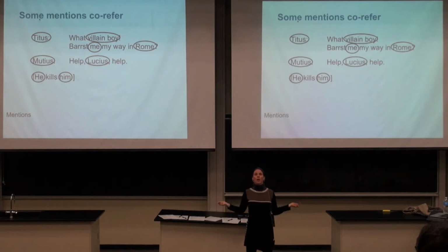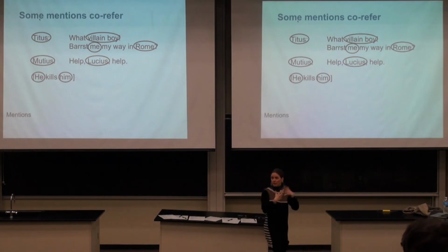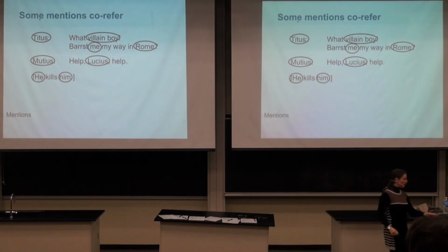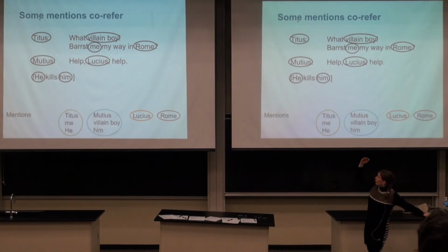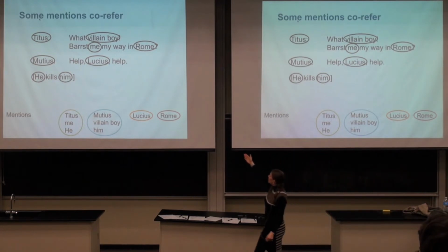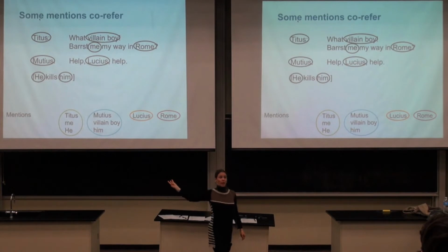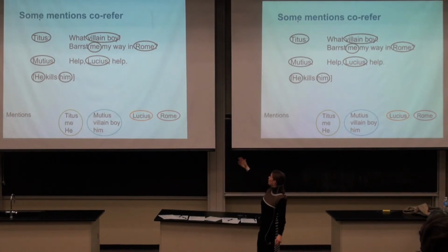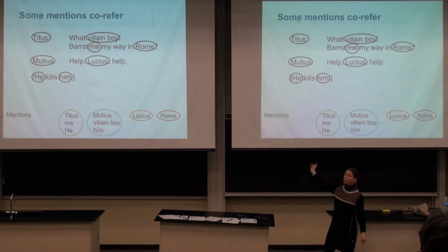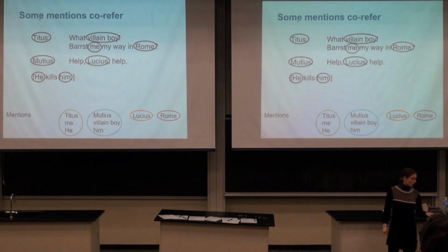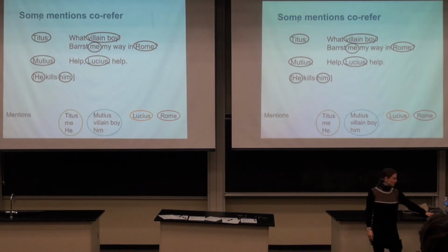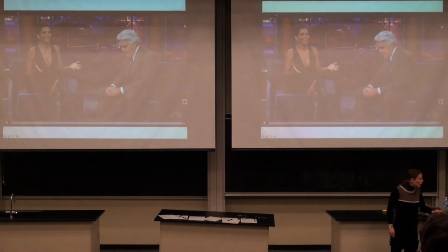Usually they just take all the noun phrases in a text and then try to cluster them into entities that relate. So given all those NPs, we would like a system that's going to output those four clusters here: Titus, me, and he together; Lucius, Wilhelm, and him together; and then Lucius and Rho in separate clusters. All good? So let me show you a little video.